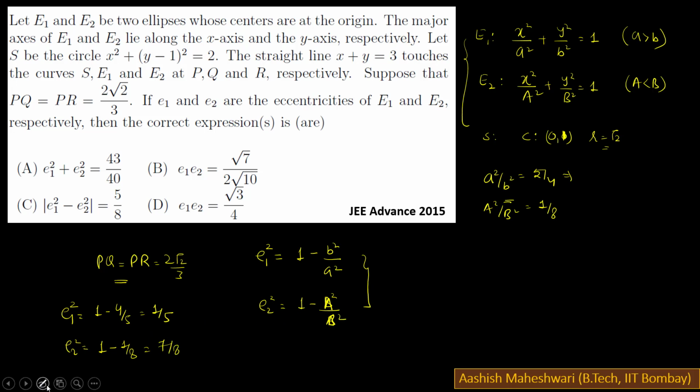Okay, and now you can clearly check the options here. What is E1 minus E2 square, and so on. Okay, so this is how you can solve this question. So now I hope you can easily check the options A, B, C, and D. Okay, so this is how you can easily approach this question by using the concept of tangent and parametric equation of a line. Okay, that's it. Thank you.